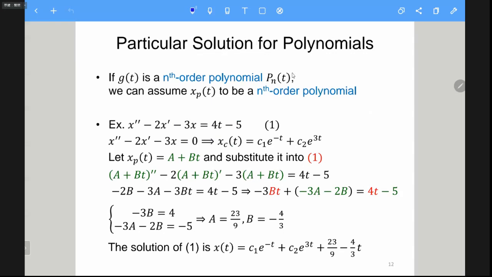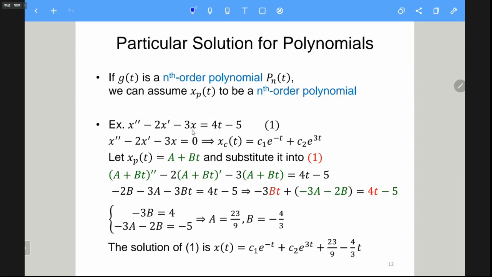Okay, so for the first type, which is I think the easiest one, if g(t) is an nth order polynomial, and we denote it as P_n(t), meaning the order n polynomial, then we can assume x_p(t) to be also an nth order polynomial. So this is an example. We have x'' - 2x' - 3x, and the right side g(t) is a polynomial with first order.